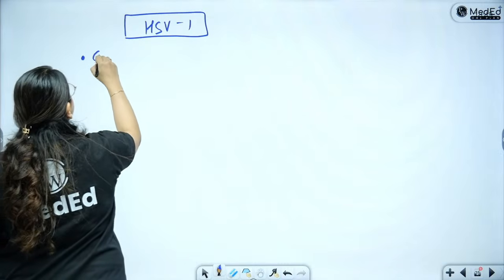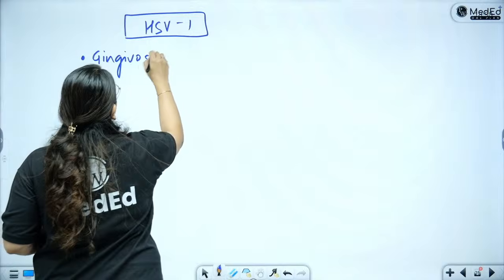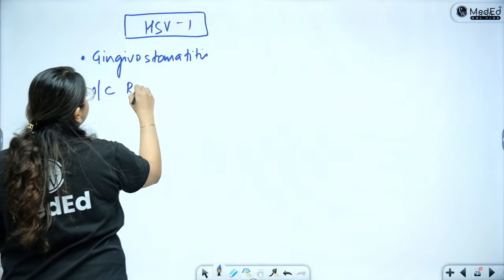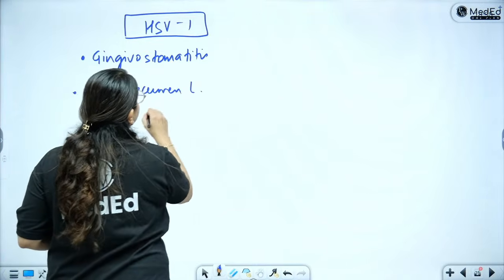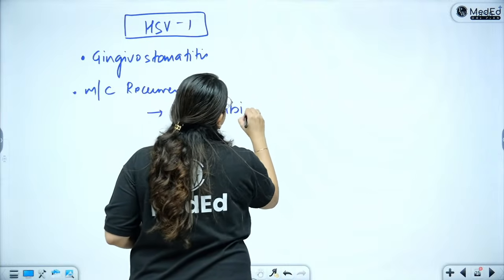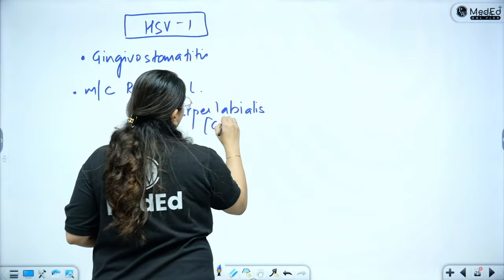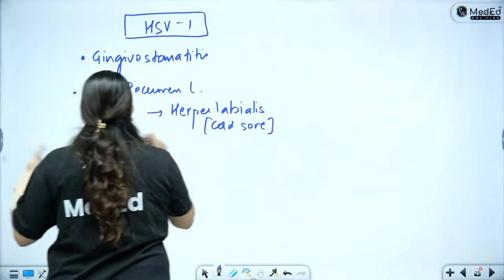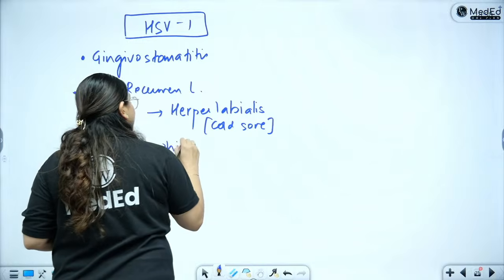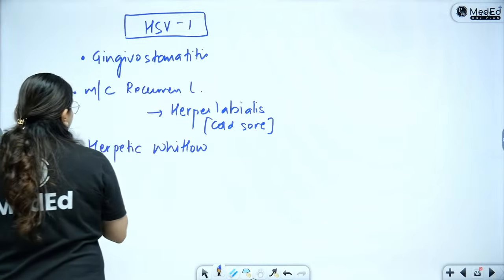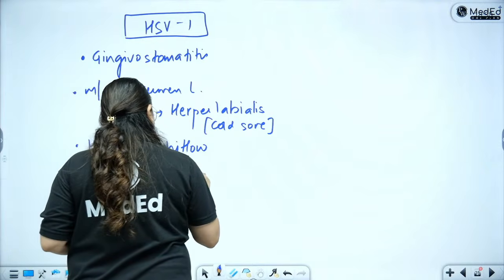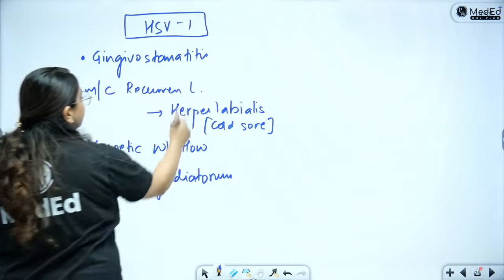most common lesion is gingivostomatitis, herpetic gingivostomatitis, which is the most common lesion associated with HSV1. Then herpes labialis, which is also called the cold sore. Then you have herpetic whitlow, which happens in dentists, in the fingers. Herpes gladiatorum, which happens in wrestlers. All of this is herpes simplex 1.